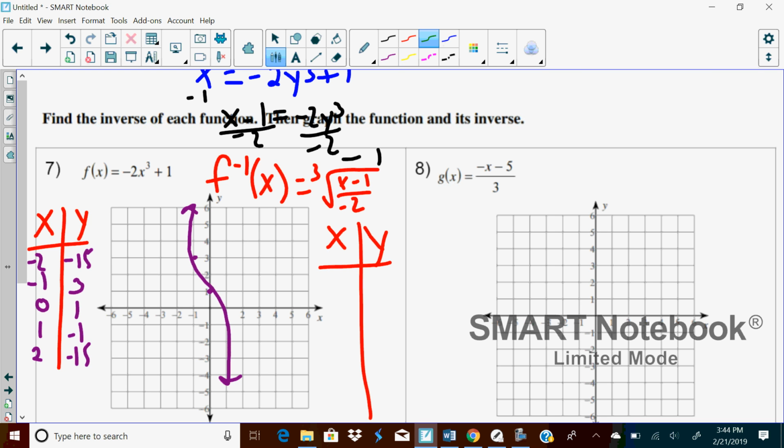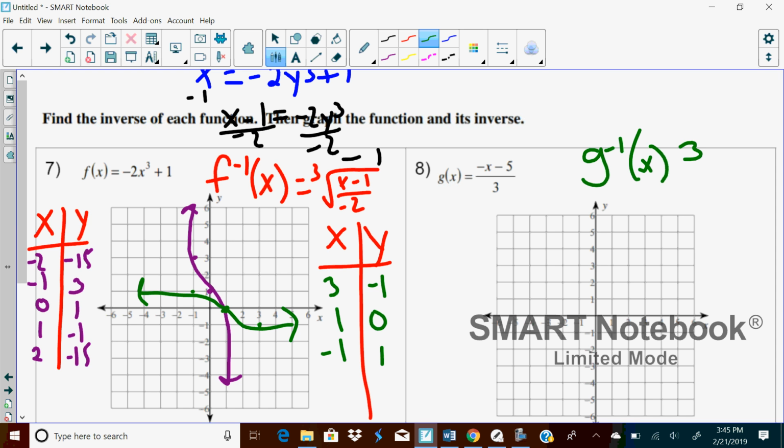So then I'm going to change colors when I do the other one. So I'm going to flip it. So 3, negative 1, 1, 0, and negative 1, 1. So this will look like this. So problem g of x. I got the inverse of it, and I'm just going to write it as g to the negative 1 of x. It was 3x plus 5 divided by negative 1. So I rewrote it as negative 3x minus 5.